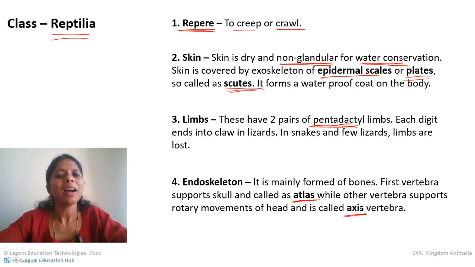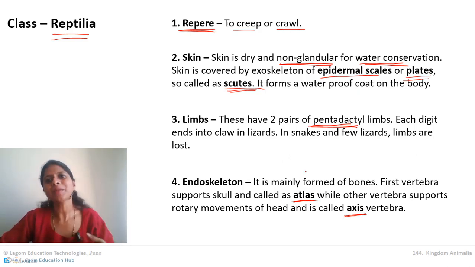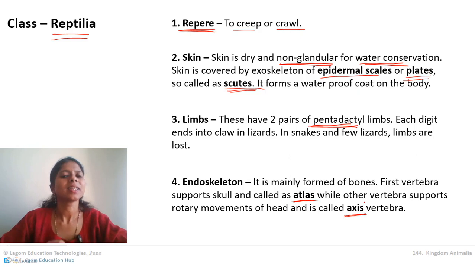Axis, this vertebra allows movement of the neck, okay? So movement of the head in one direction and another direction is allowed by the axis vertebra. And this axis vertebra was not there in the amphibian, was not there in the frog. That's why a frog cannot move its neck. But it is provided in the reptiles. That's why all lizards can move their neck, as the axis vertebra is there. So this is all about the skeleton.